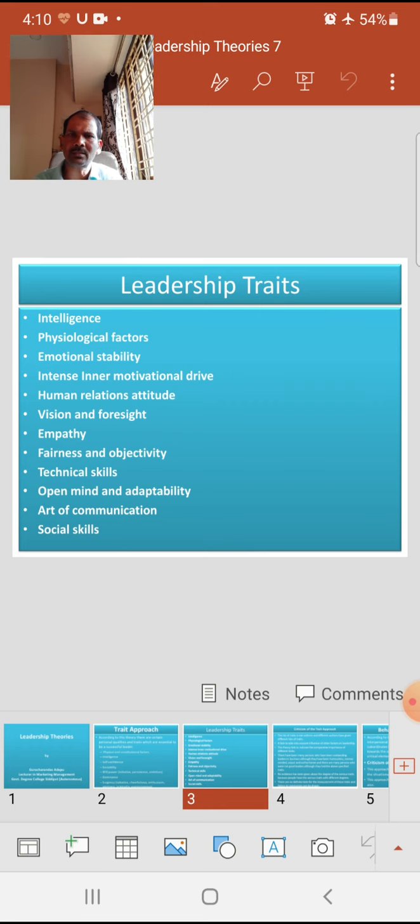Now we'll consider physiological factors. Physical features of a person determine his personality, which in turn is an important factor in determining the success of leadership. Height, weight, physique, health, and appearance of individuals have a very strong impact on the personality and success of the leadership. Now we'll see emotional stability.